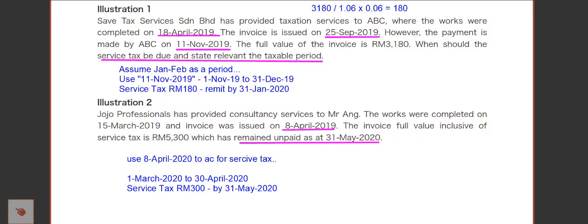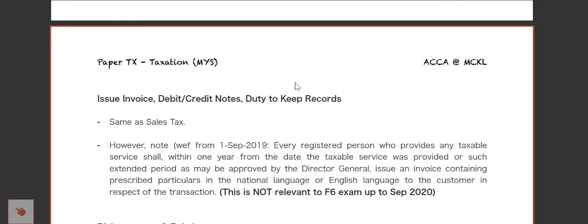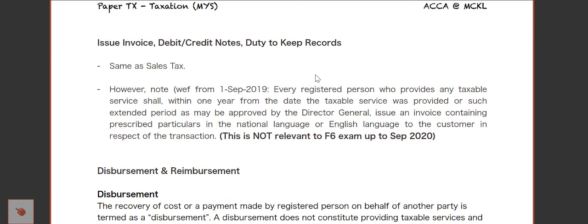Now that's a slight difference, okay? Now the penalty is the same. It's 10%, 15%, 15%. So you just refer back to sales tax. Now the rule for invoice is the same. So you just need to practice the same rule.